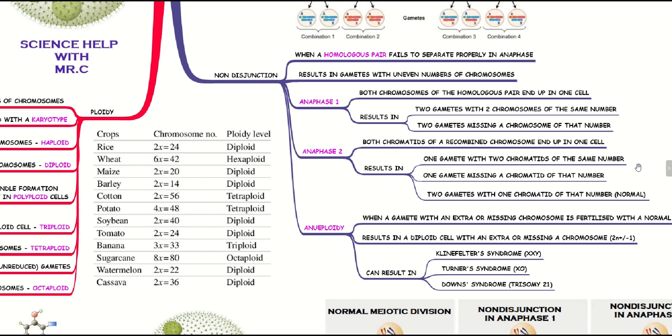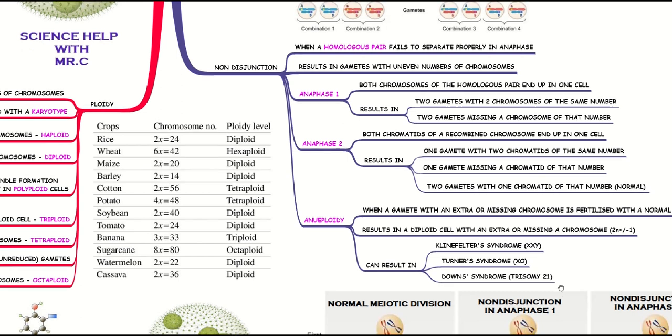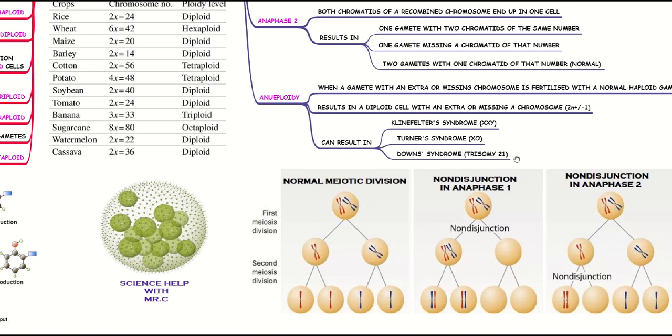When it does occur, we can result in something called aneuploidy. Aneuploidy we define as 2n, which is diploid, plus or minus 1 chromosome. Okay, and this can result in such conditions as Klinefelter syndrome, which is XXY, Turner syndrome, which is XO, or Down syndrome, which means you've got 3 21st chromosomes. And then here is a picture of non-disjunction.